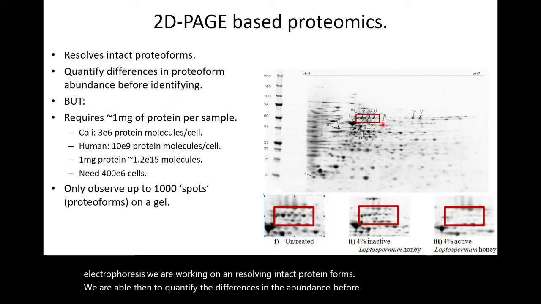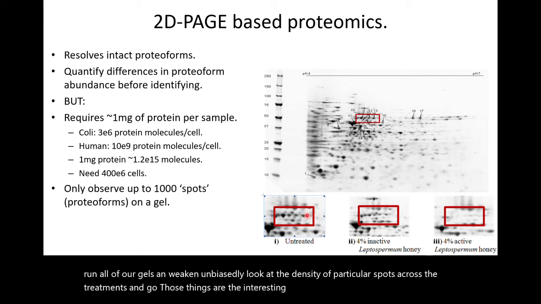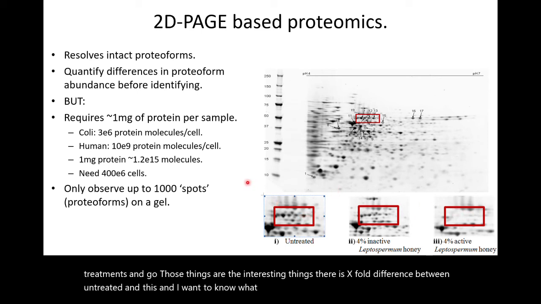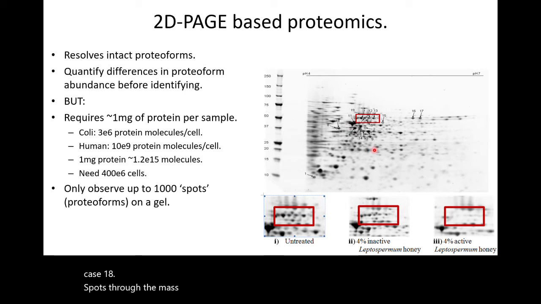So we can run all of our gels and we can unbiasedly look at the density of particular spots across the treatments and go, those things are the interesting things. There is an X-fold difference between untreated and this, and I want to know what that protein is. So then I only have to run, in this case, 18 spots through the mass spectrometer, massively cutting down on my instrument time. However, it requires a lot of protein.